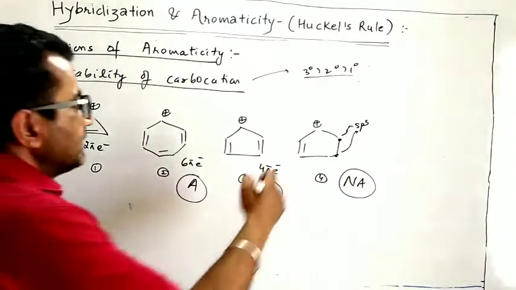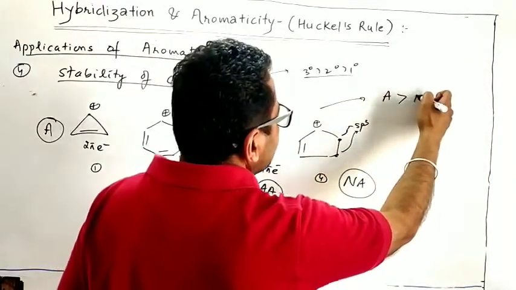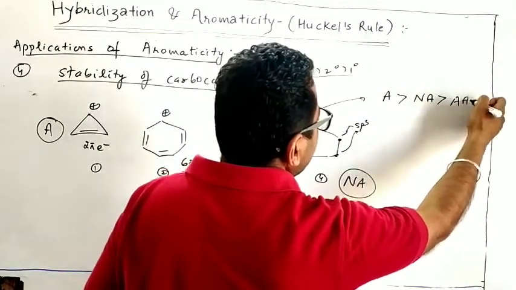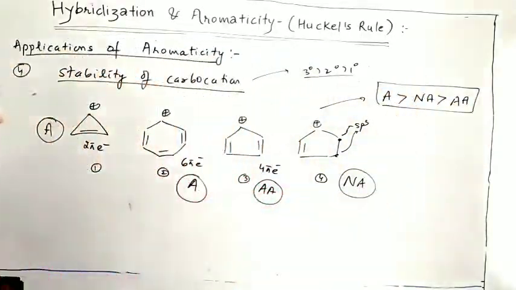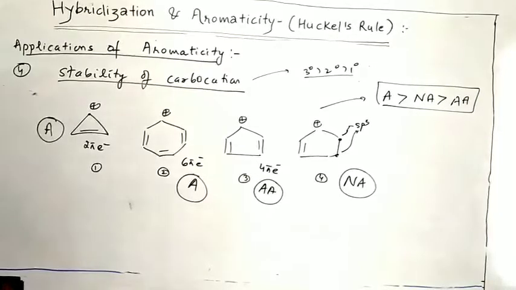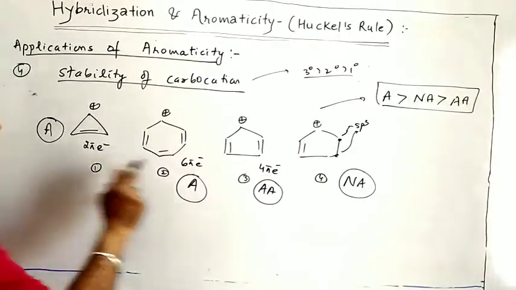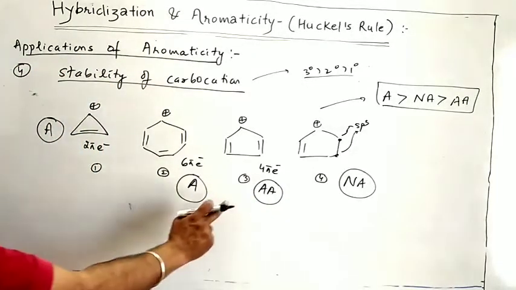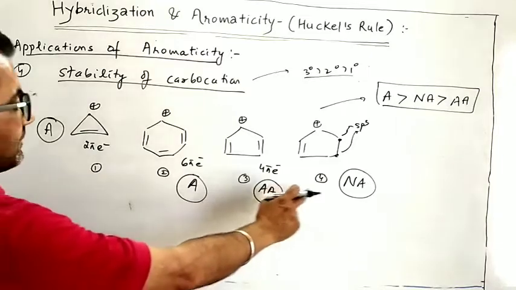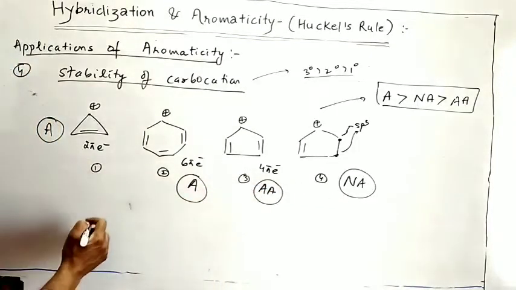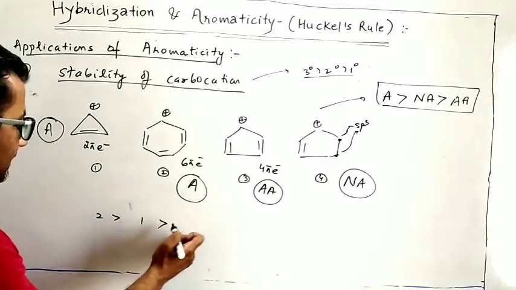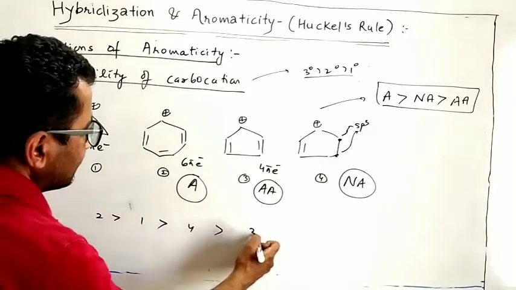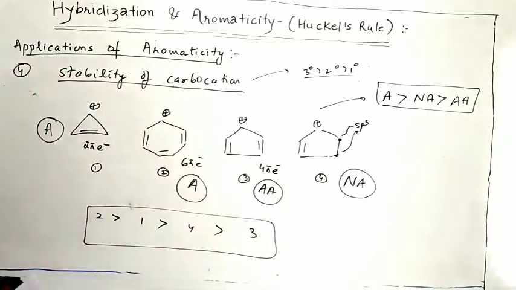Now we know the stability order. Aromatics are more stable than non-aromatics, and non-aromatics are more stable than anti-aromatics. Aromatics are extremely stable, anti-aromatics are extremely unstable, and non-aromatics are in between. So let's arrange. Now we have 2 aromatic, 1 non-aromatic and 1 anti-aromatic. The least stable carbocation is this. After that we have this. Now out of these 2, compound 2 will be more stable, and then 4, then 3. So this will be your order.